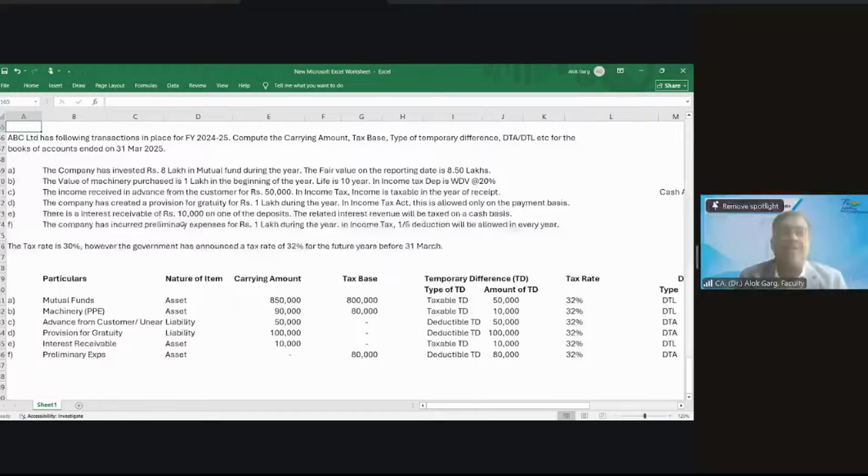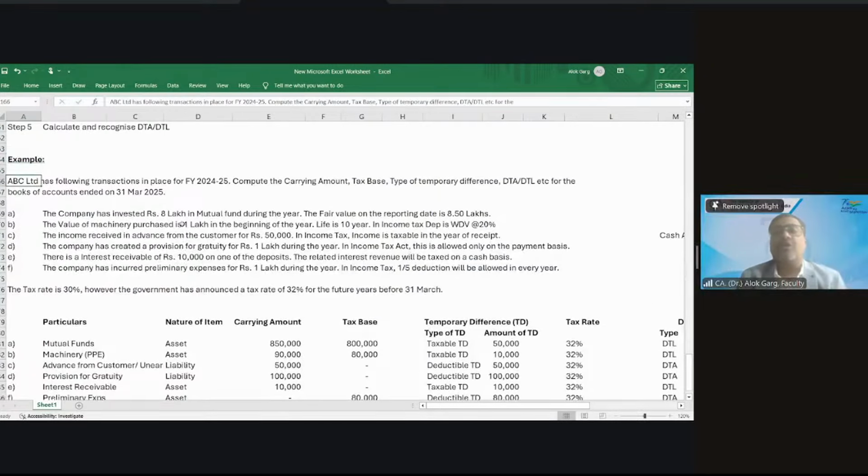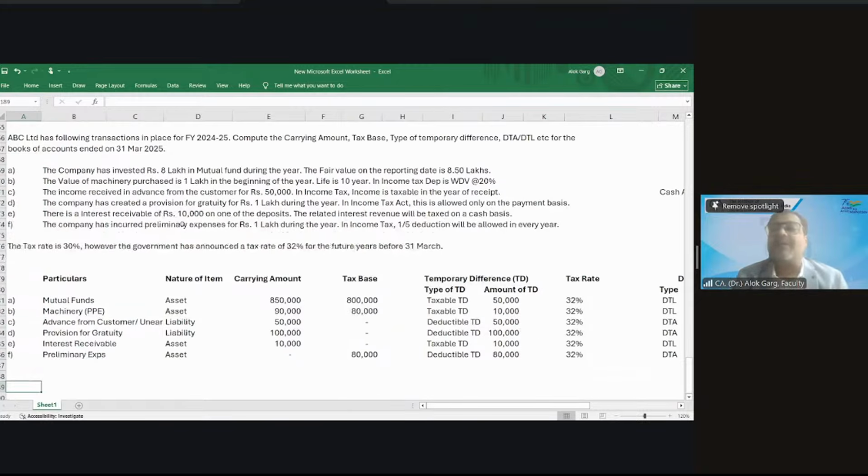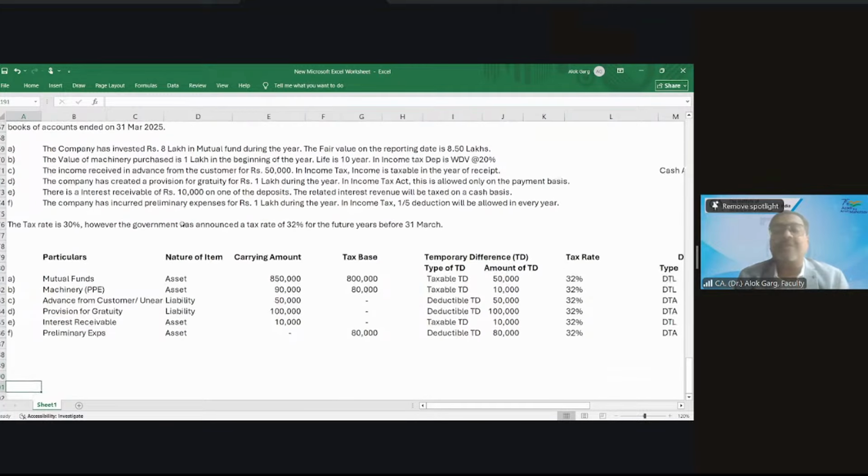Friends, I believe with this example, you are very much clear on computation of carrying amount, tax base, type of temporary differences, and what is meant by taxable temporary differences. As the name suggests, this temporary difference will give you tax liability in future. Deductible temporary difference will give you recovery of tax in future. When there is a taxable temporary difference, there is a deferred tax liability. When there is a deductible temporary difference, there is a deferred tax asset. When you apply the tax rate on the temporary differences, you get your DTA or DTL.